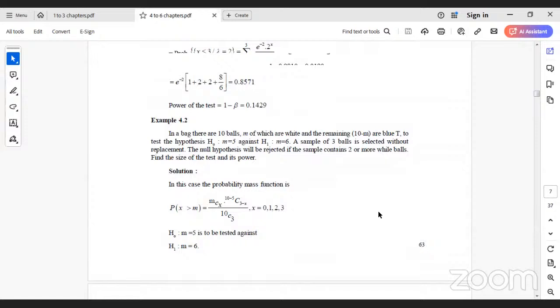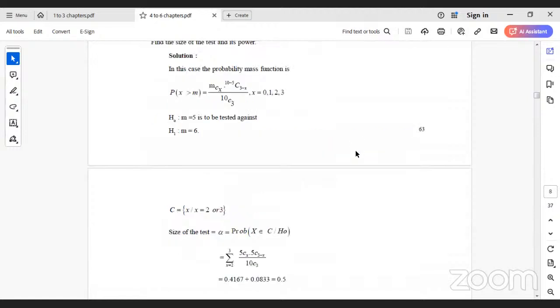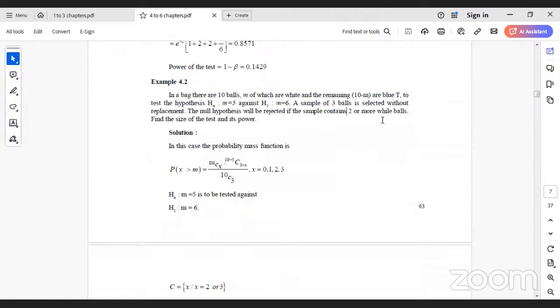In the case of the probability mass function, P of x is MCx times 10 minus M C 3 minus x, divided by 10C3. Because here, look, M is 5 as given, so 10 minus 5 is 5, and 3 balls are given, so 3 minus x, where x is equal to 0, 1, 2, 3, over 10C3. M is equal to 5 is the best test against M1 is equal to 6 that we are taking here. So C is x is equal to 2 or 3, as given there.